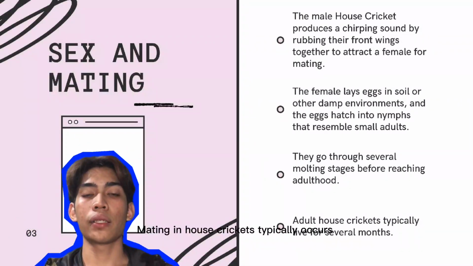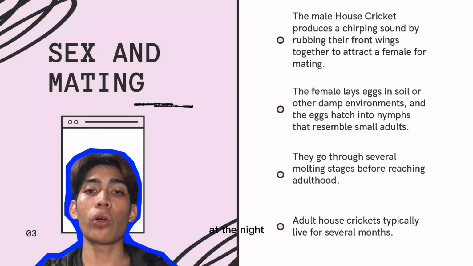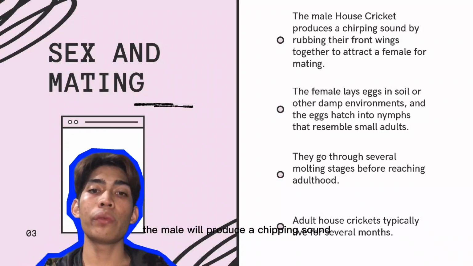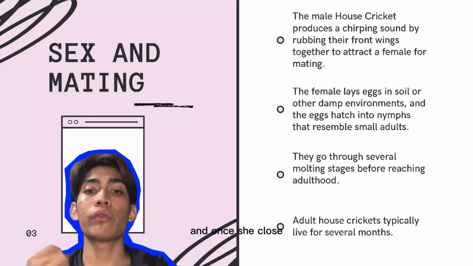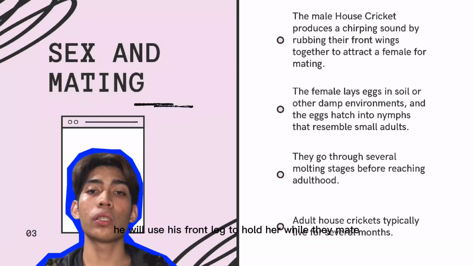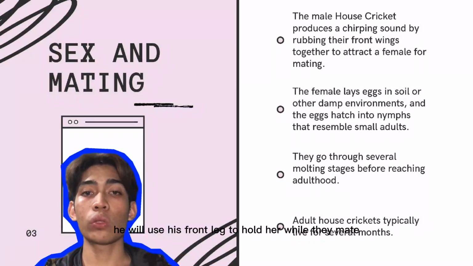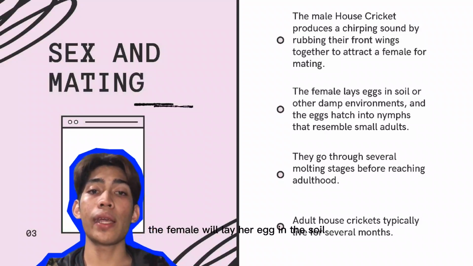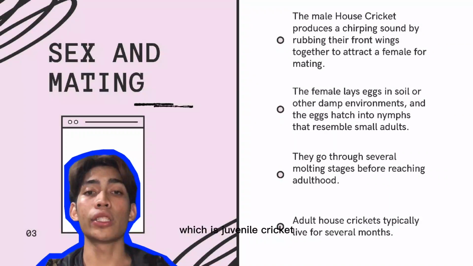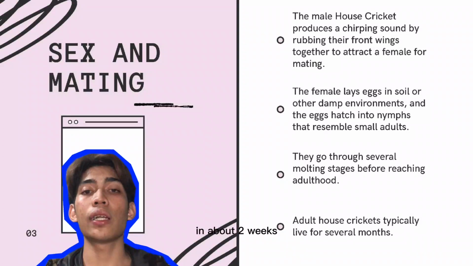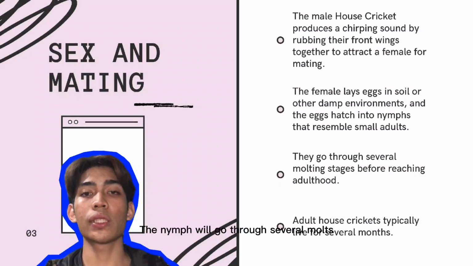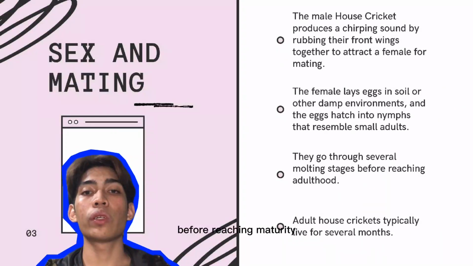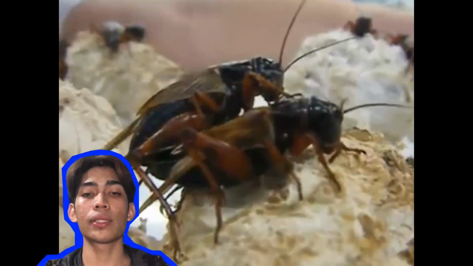Mating. Mating in house crickets typically occurs at night. The male will produce a chirping sound to attract a female, and once she is close, he will use his front leg to hold her while they mate. After mating, the female will lay her eggs in the soil. The eggs will hatch into nymphs, which are juvenile crickets, in about 2 weeks. The nymphs will go through several molts before reaching maturity in about 8 to 10 weeks.